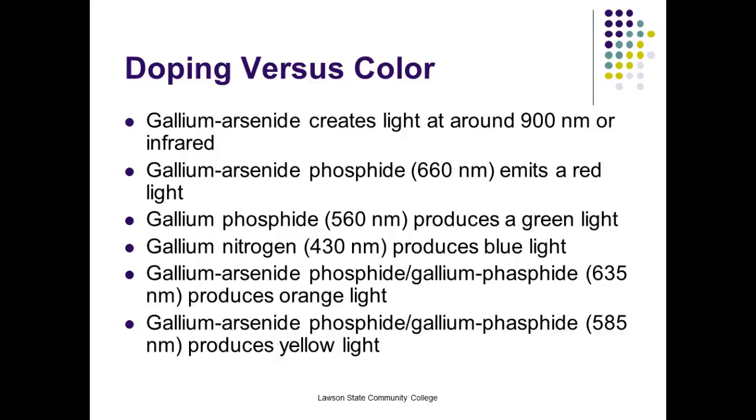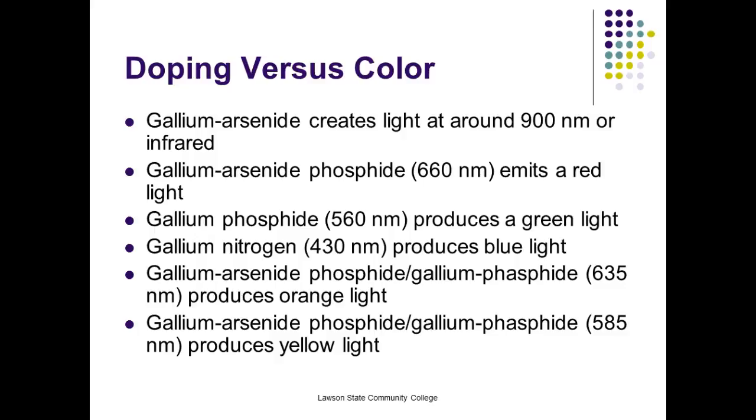One of the most popular places used for infrared gallium arsenide LEDs is in wireless remotes that you use for your TV, your VCR, your DVD. All these are usually infrared, or gallium arsenide LEDs, and you can look straight at the end of those things and you can't see them flashing. Gallium arsenide phosphate emits about a 660 nanometer wavelength, which is a red light.